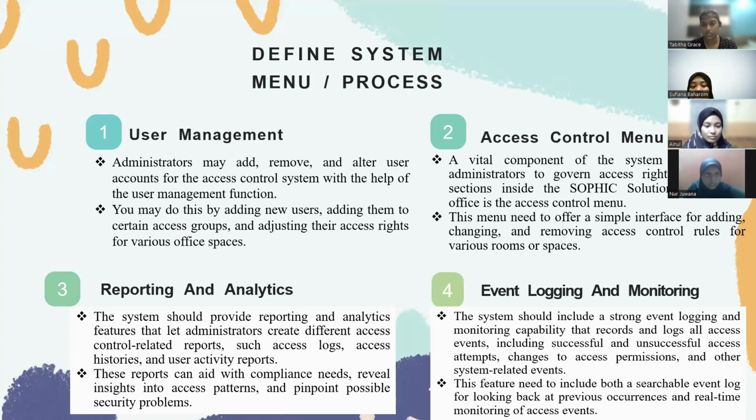For the fourth is event logging and monitoring. The system should include a strong event logging and monitoring capability that records and logs all access events, including successful and unsuccessful access attempts, changes to access permissions, and other system-related events. This feature needs to include both a searchable event log for looking back at previous occurrences and real-time monitoring of access events. Next.